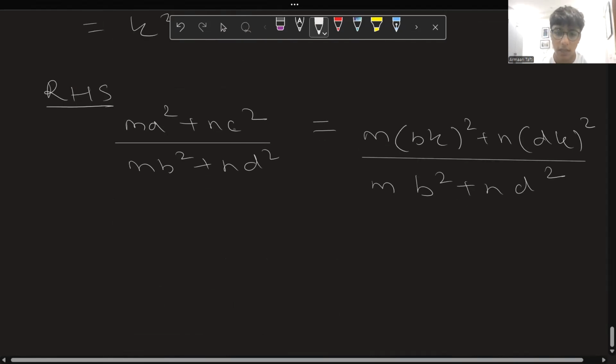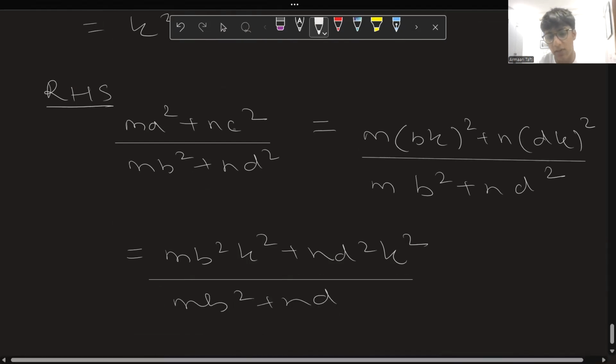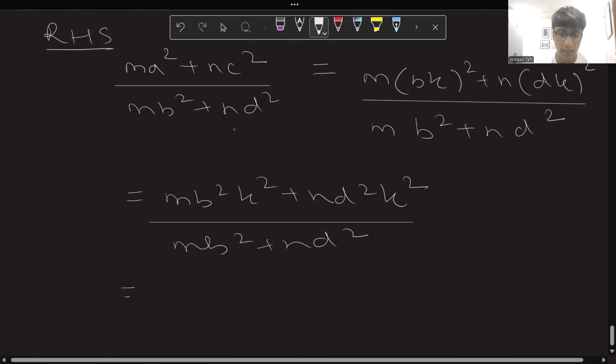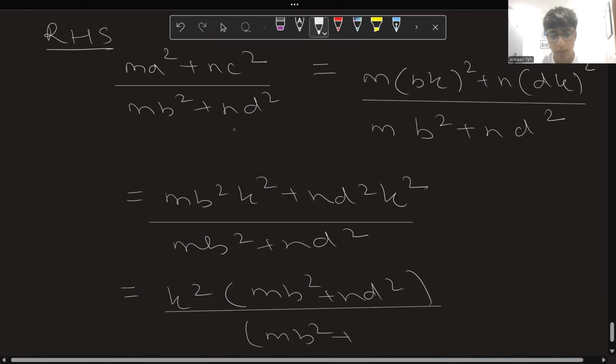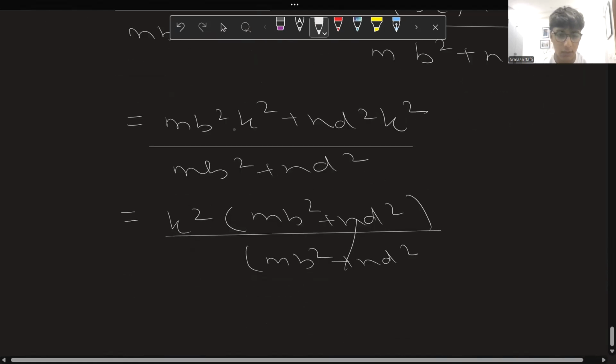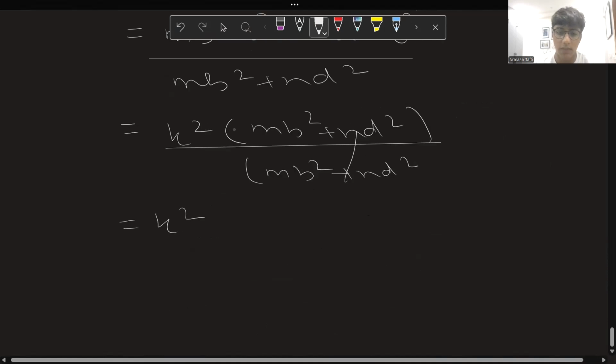No need to change anything here. If you simplify this, you get M B square K square plus N D square K square divided by M B square plus N D square. And if you simplify this, take K square out common, K square times M B square plus N D square, divided by what we require, MB square plus ND square. Cancel this out and you get K square. And your LHS equals RHS equals K square. And there we go.